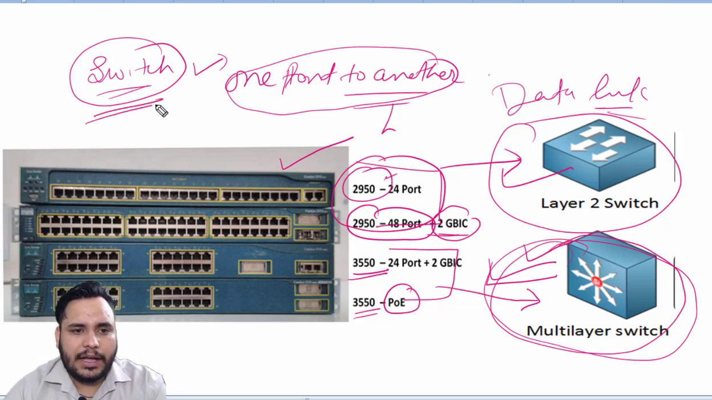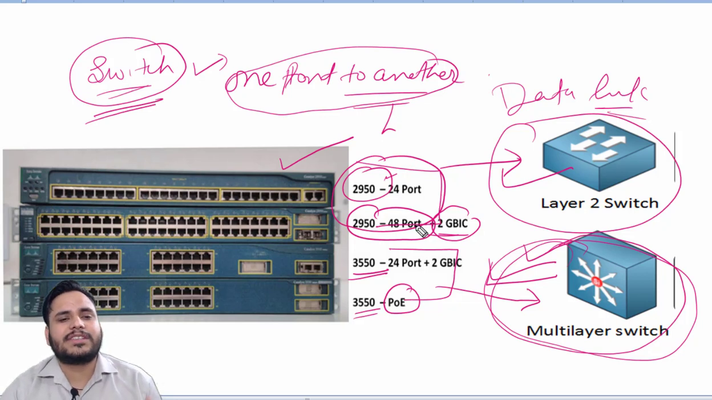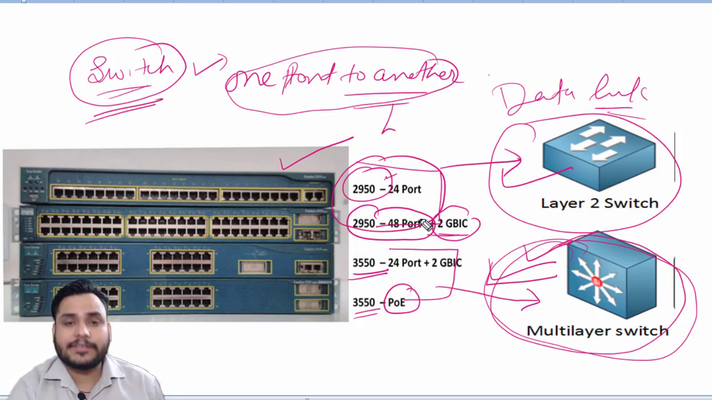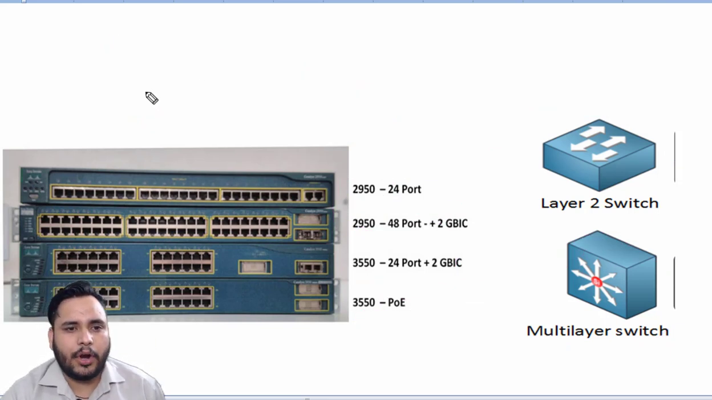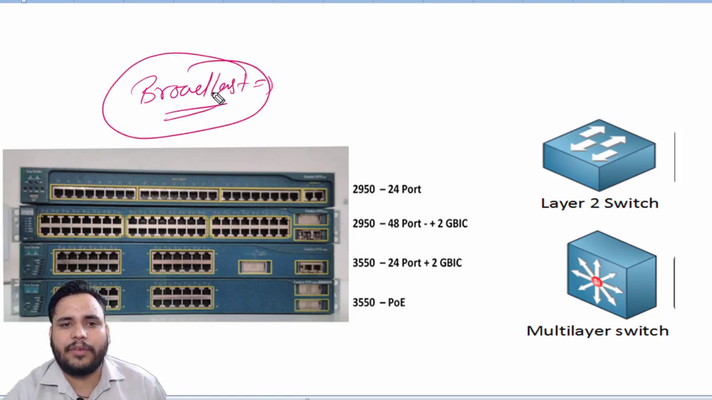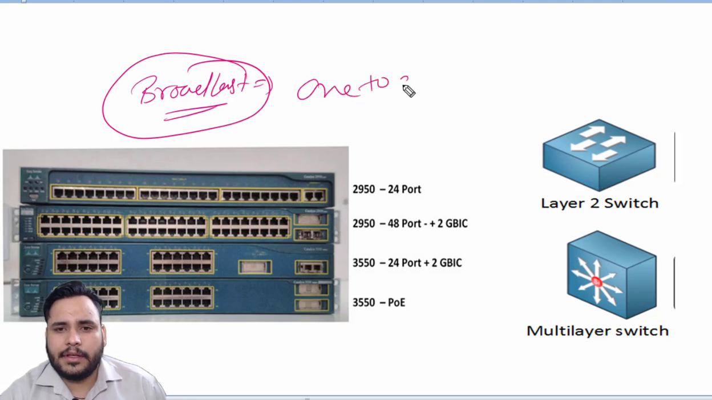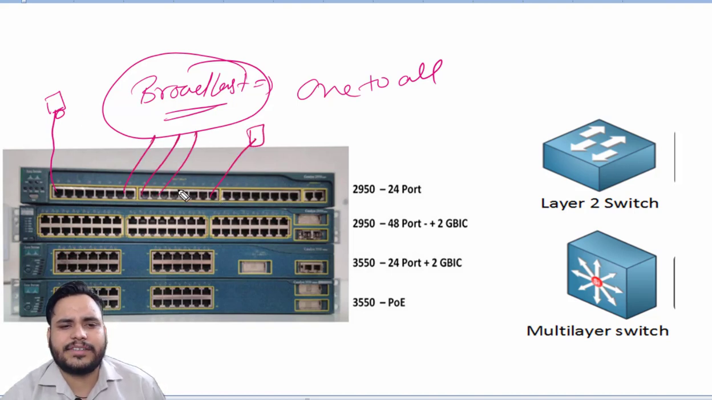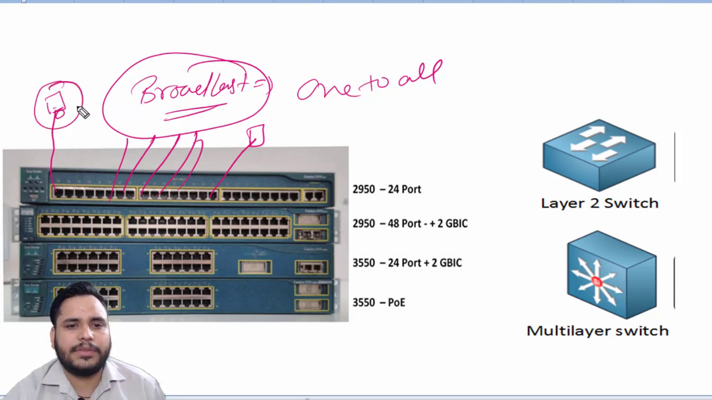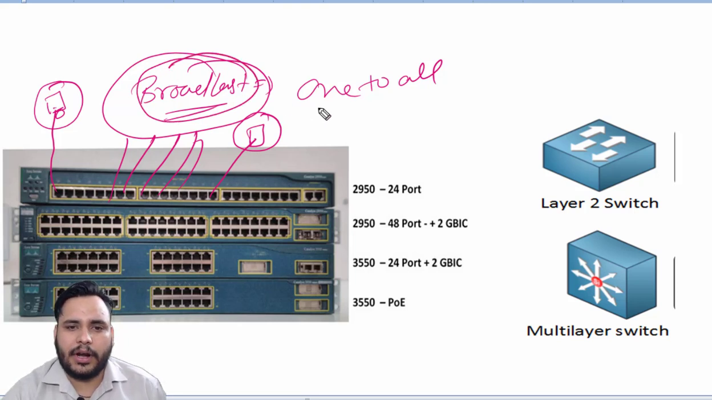Now, switch has one important thing: switch is a smart device. The first time, switch does broadcasting. Broadcast means one to everyone. Like if I am connecting to this port, for example, this is my PC and this is my friend's PC, and we have so many friends here. I want to transfer data from this PC to that PC. So the first time, switch will do broadcast. Broadcast means it will send the information to everyone.